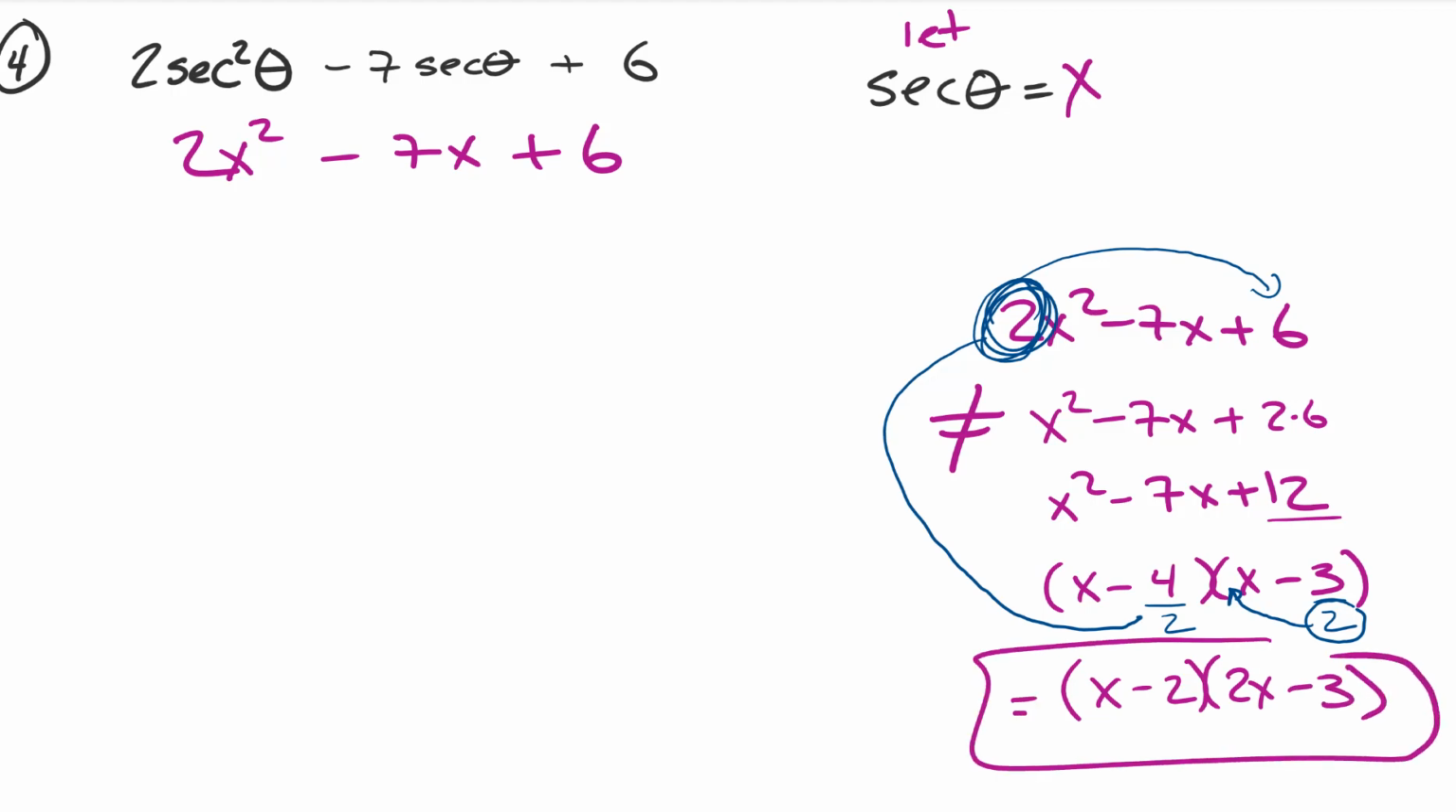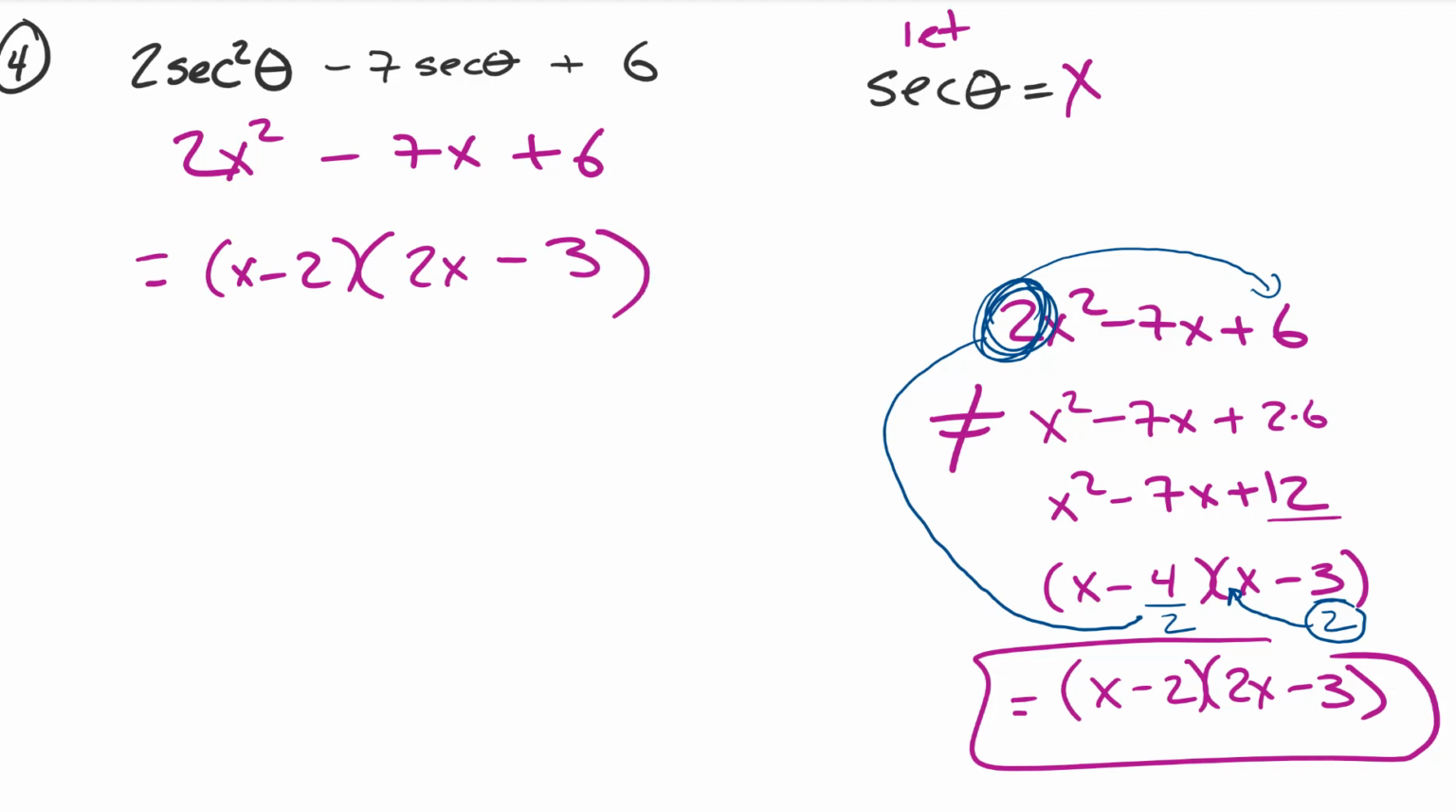And now that's factored. This will only work when you can't factor anything out from the numbers at the beginning. If this would have been something like 2x squared minus 8x plus 6, this trick would not work. You'd have to factor out the 2. But if they are what's called coprime, you can't factor anything out from them, then this is a perfect method. So here we have it, x minus 2 times 2x minus 3.